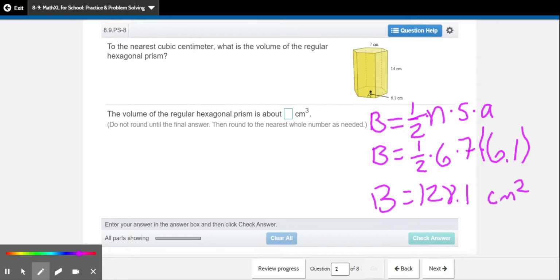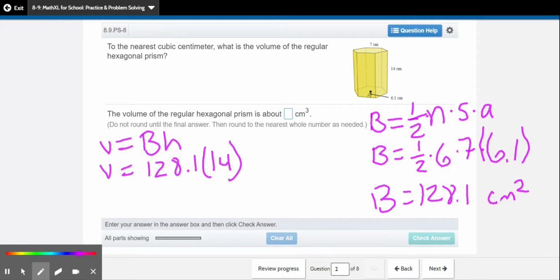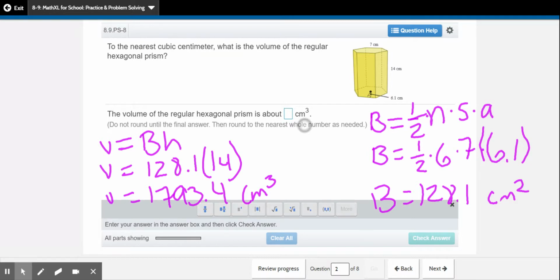All right, so your base is 128 1/10 centimeters squared. Now, again, we're going to use our regular volume formula, base times height. So we're going to use the area that we just found times our height, which is 14. All right, and you should have gotten 1,793 4/10 centimeters cubed. Now remember, make sure you write it as a whole number. So we are going to round down.